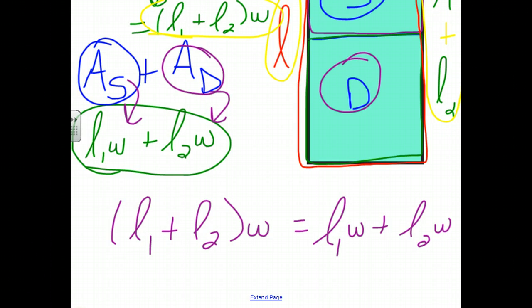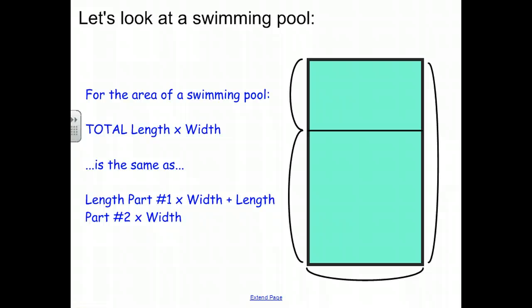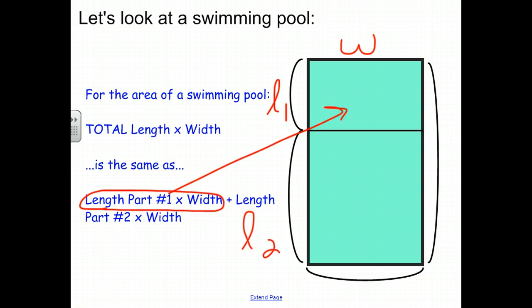I'm not including a multiplication sign here because when we have variables, we can just put the variables directly next to each other and it means multiplied. So both of these are the same thing. Perhaps it's easier to find the overall length times the width, perhaps it's easier to find the individual areas. But regardless, for the area of a swimming pool, the total length times the width is the same as length part 1 times the width plus length part 2 times the width, because length part 1 times width is this area, and length part 2 times width is this area.